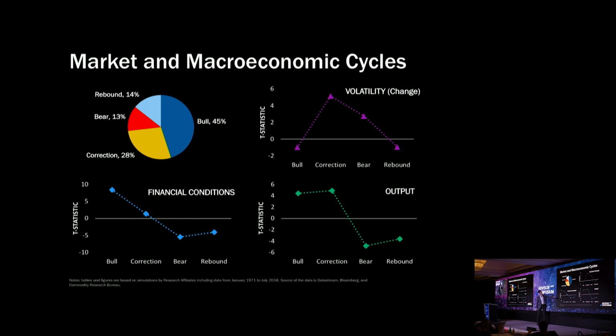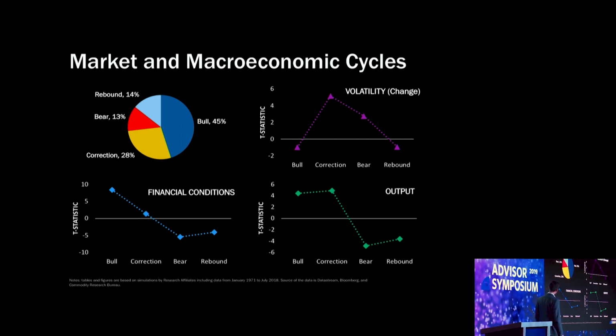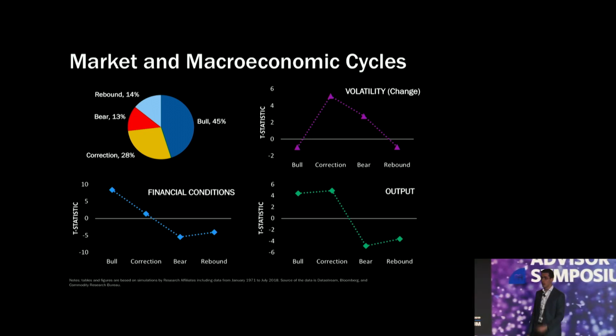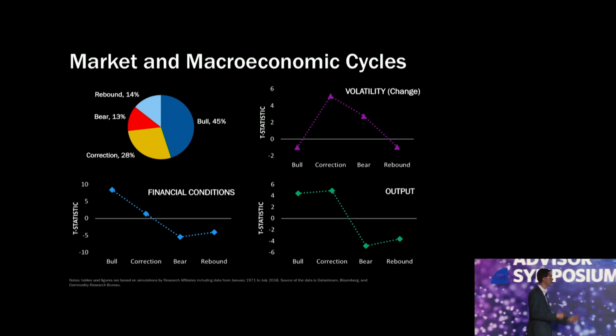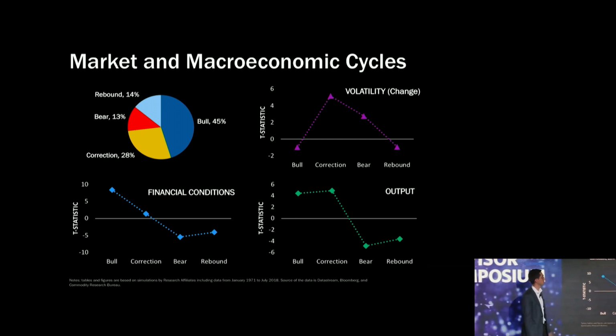And here I'm showing you whether these financial conditions are above their average or below their average. So if they are particularly good or particularly bad. And what we are seeing is that during bull times, financial conditions tend to be very good. During correction phases, they start to deteriorate. During bears, they are in bad shape, and rebounds, they're still in bad shape. So check. My definitions of correction, bull, and bear rebounds match in a reasonable way with financial conditions.